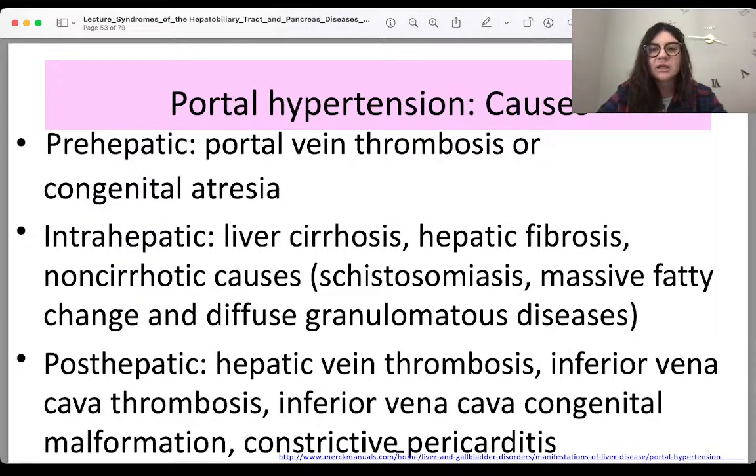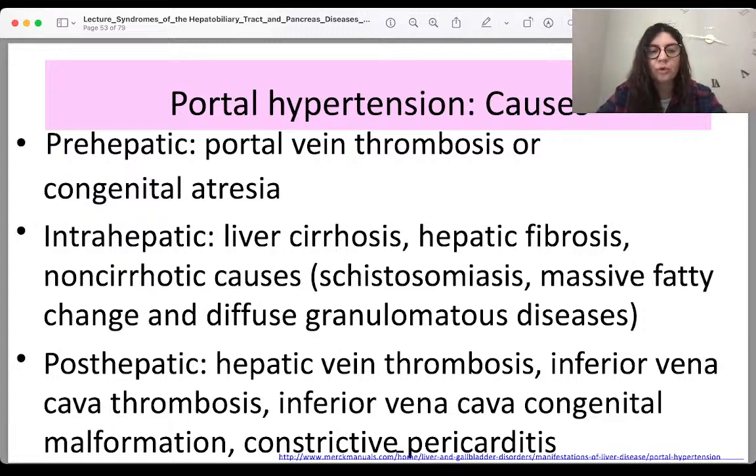Causes that can lead to prehepatic portal hypertension. It is portal vein thrombosis or congenital atresia. The most often intrahepatic causes include liver cirrhosis, hepatic fibrosis, non-cirrhotic causes like schistosomiasis, massive fatty change, and diffuse granulomatous disease.